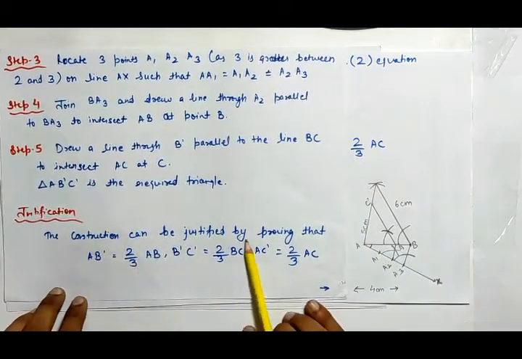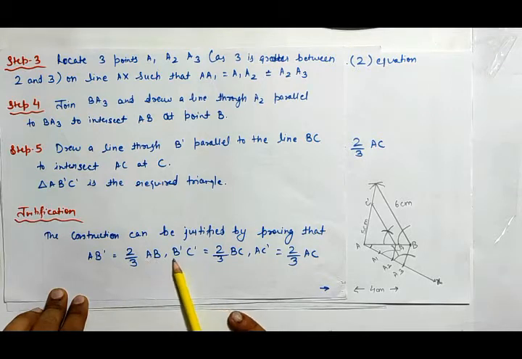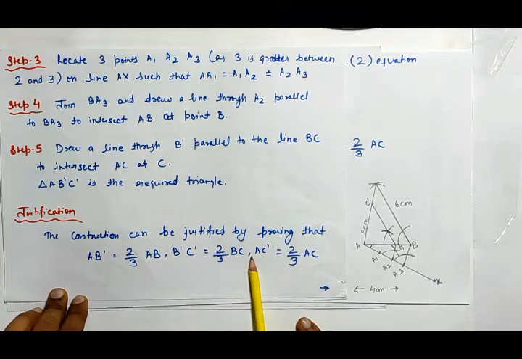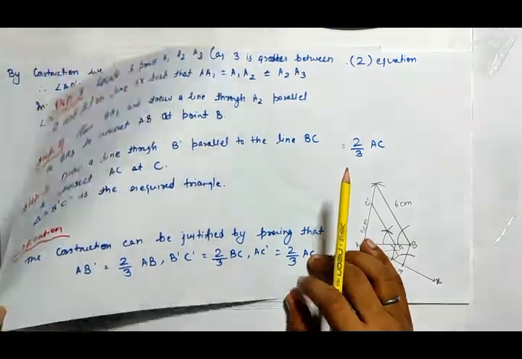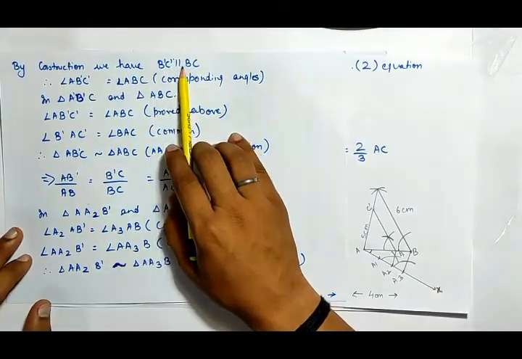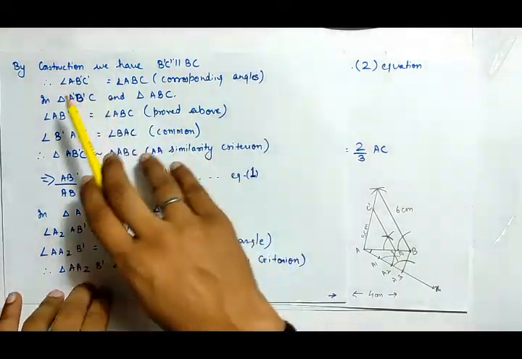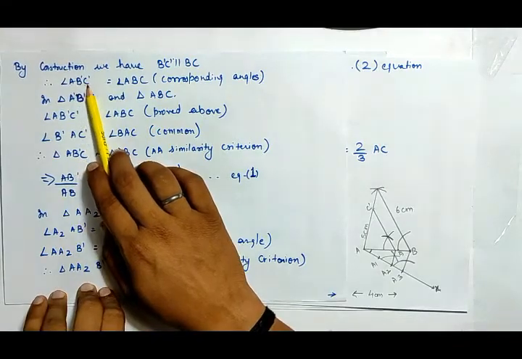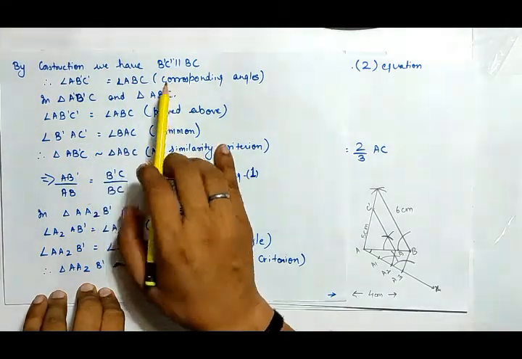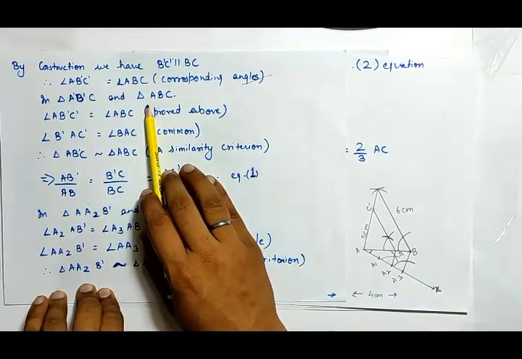construction. The construction can be justified by proving that AB dash is equal to 2 upon 3 AB, B dash C dash is equal to 2 upon 3 BC, AC dash is equal to 2 upon 3 AC. After that, by construction we have B dash C dash is parallel to BC. Therefore, angle AB dash C dash is equal to angle ABC, that is corresponding angles in triangle AB dash C dash and triangle ABC.